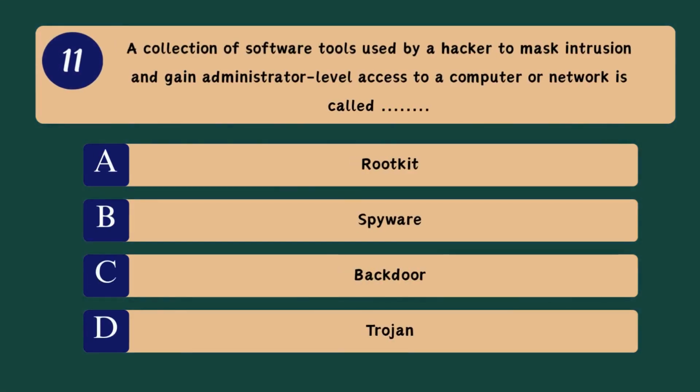Question 11. A collection of software tools used by a hacker to mask intrusion and gain administrator-level access to a computer or network is called A. Rootkit. B. Spyware. C. Backdoor. D. Trojan.